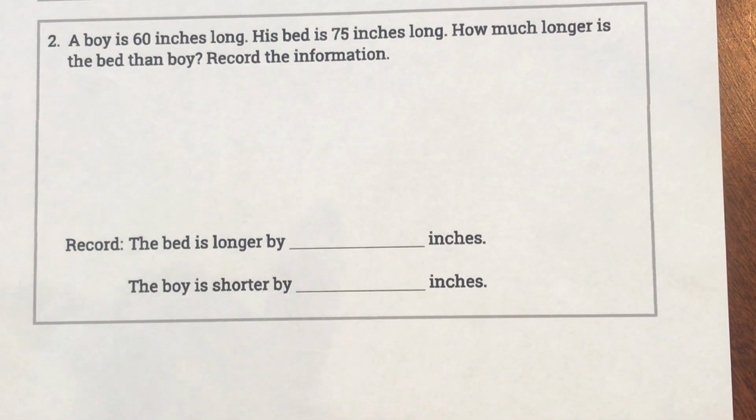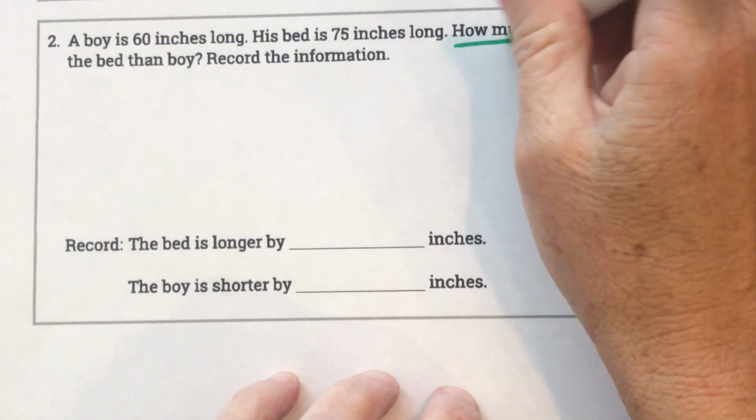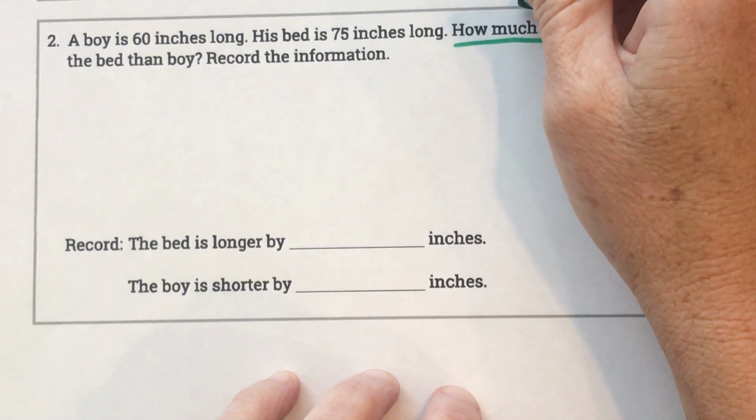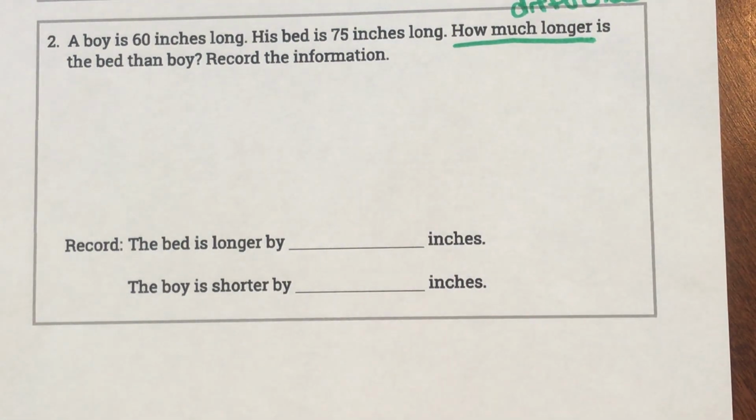So this says, a boy is 60 inches long. His bed is 75 inches long. How much longer is the bed than the boy? Record the information. Okay, so this one doesn't say the difference, but I know when it says how much longer, that's my clue that they want me to find the difference or subtract. When I saw those words, how much longer, that's what it told me to do. Okay, so what am I going to do?